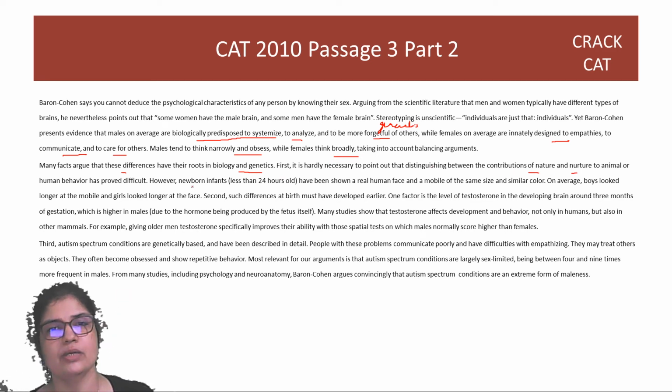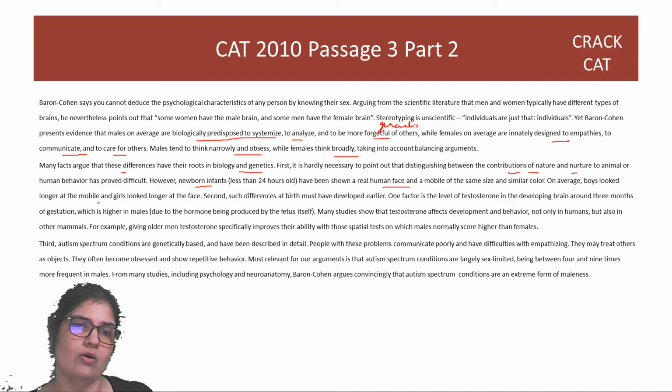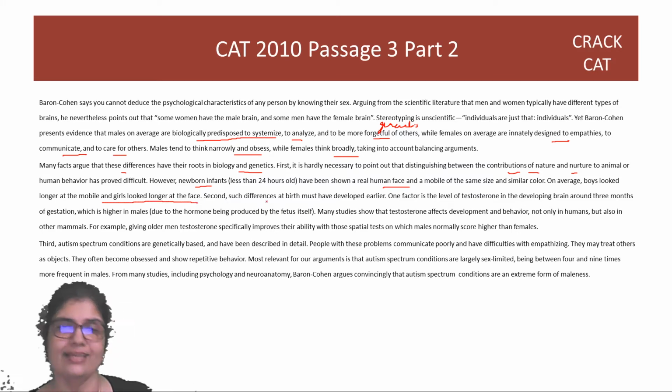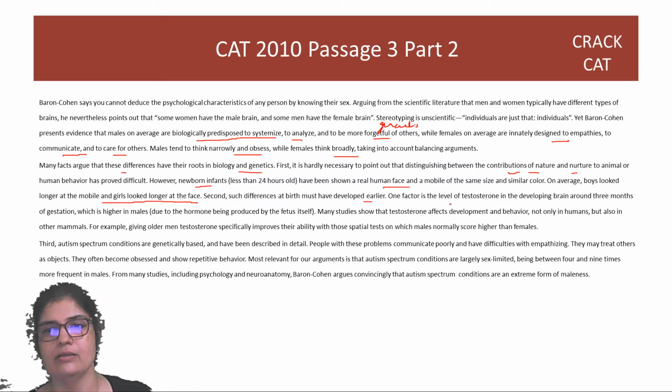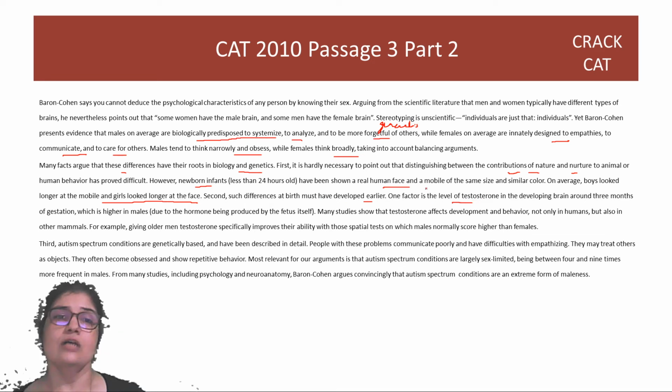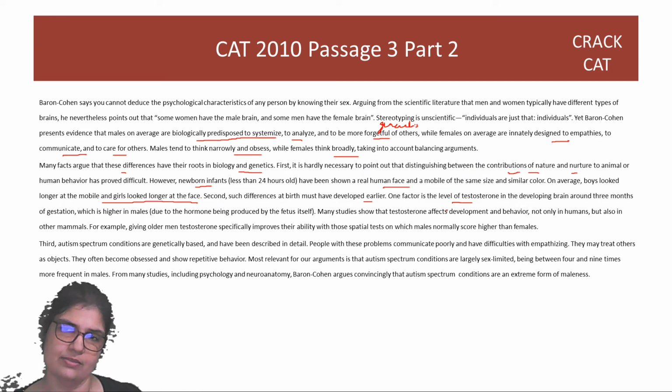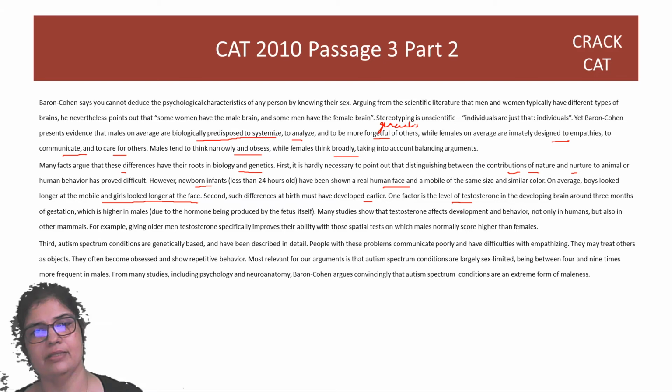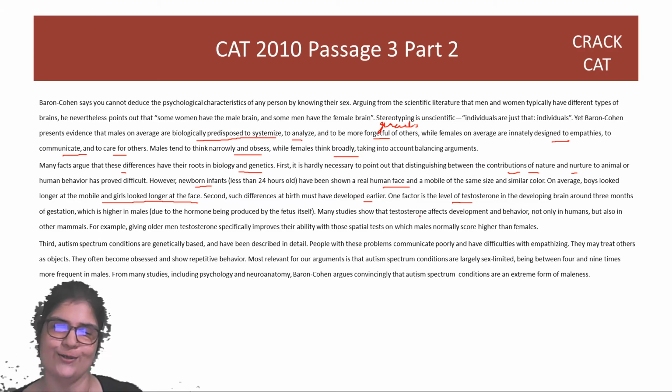However, newborn infants have been shown a real face, so nature obviously plays a role. On average, boys look longer at the mechanical object and girls look longer at the face. Second, such differences must have developed earlier, through testosterone. So they are now giving the reasons why there's a difference: nature, nurture, genetics, everything, testosterone level.